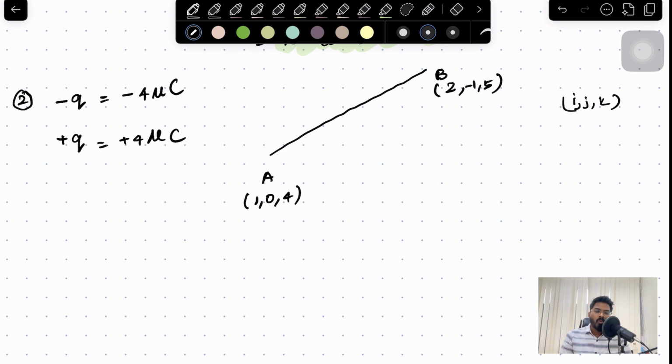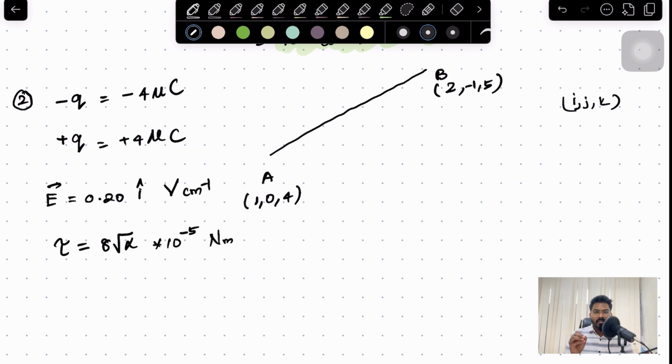Now this dipole is present in a uniform electric field, which is given by a vector. Remember, this is a vector, 0.2 into i cap, and this is given in volt per centimeter. This dipole is experiencing a torque. The torque value tau is 8 into root alpha into 10 to the power -5 Newton meter. The question is, what is alpha? That is what we are interested in finding out.